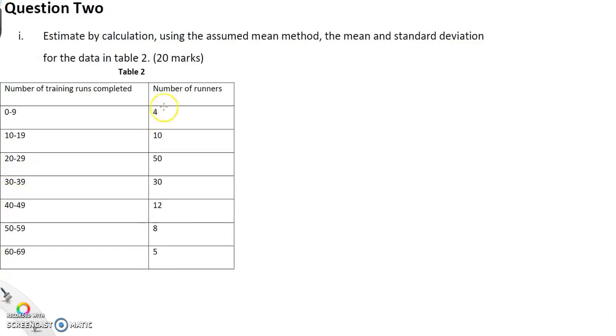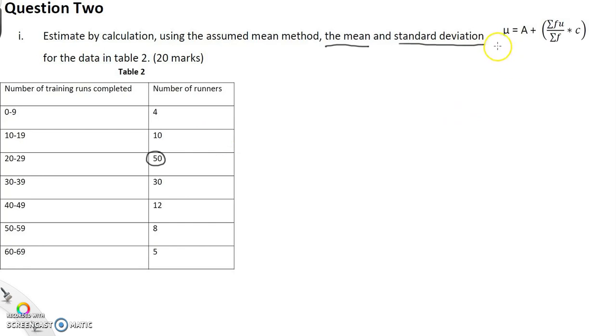So what we got? We have training runs completed and number of runners. For example, 50 there means 50 runners have completed between 20 and 29 training runs. So we have to do two jobs here to get 20 marks. We have to calculate the mean, and after that we're going to get the standard deviation.